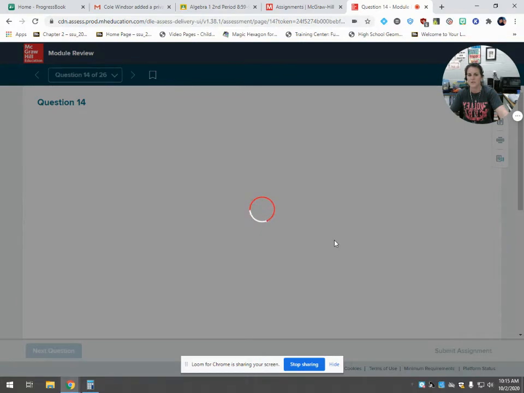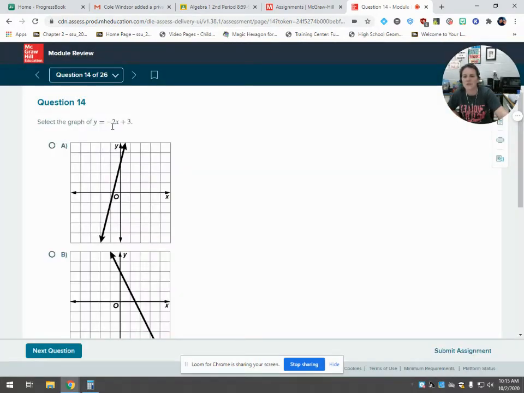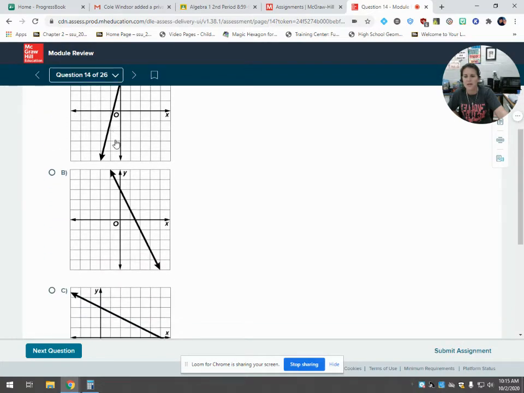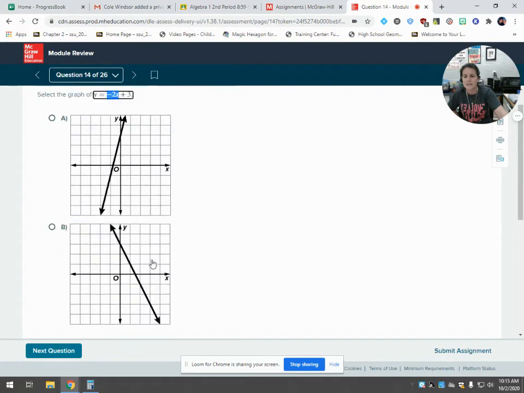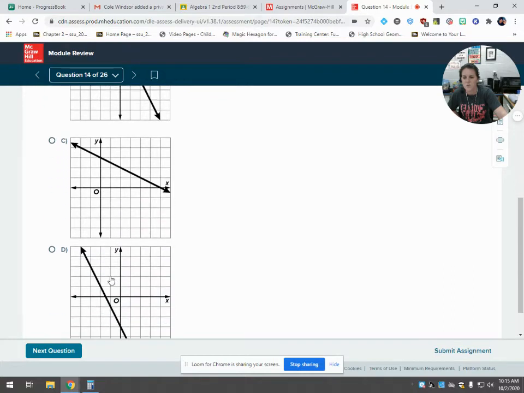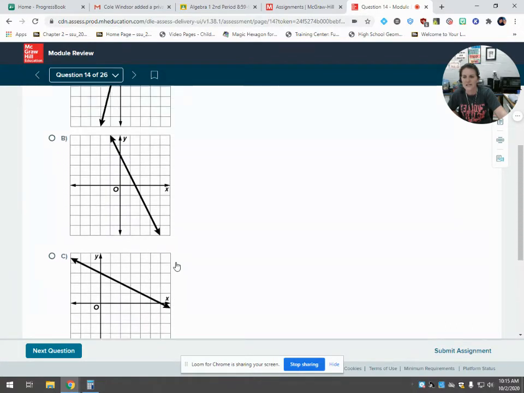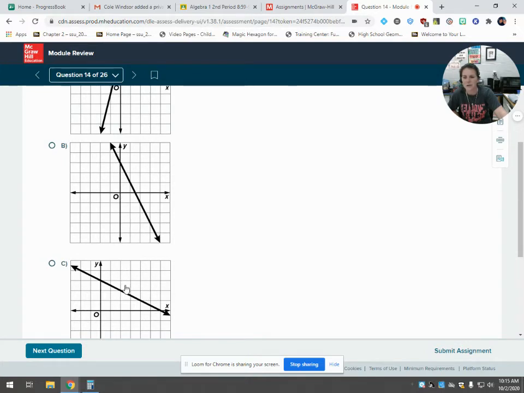And number 14. Select the graph of y equals negative 2x plus 3. So we're looking for a y-intercept of positive 3 and a slope of negative 2. I can automatically rule out A because it does not have a slope of negative 2. Looks like all of these have a y-intercept of 3 except for D, so we can rule out D, which narrows it down to B or C.